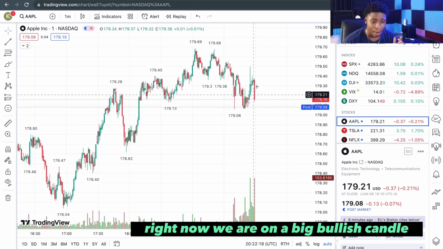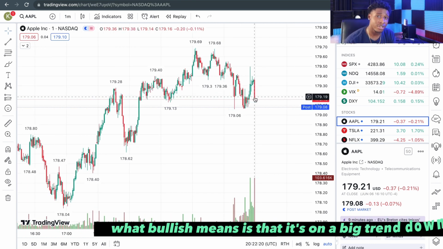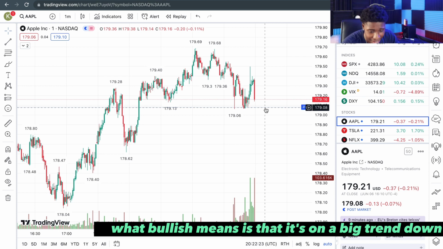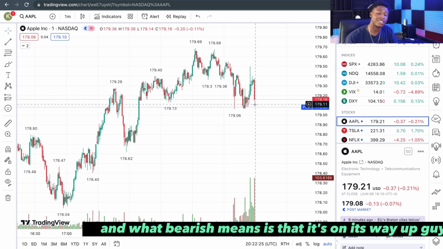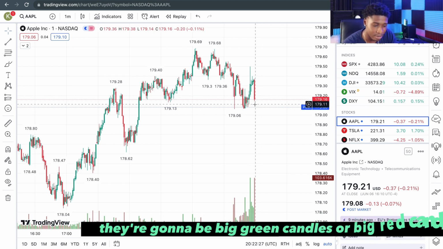We are on a big bullish candle. What bullish means is that it's on a big trend down, and what bearish means is that it's on its way up, guys. They're gonna be big green candles or big red candles.